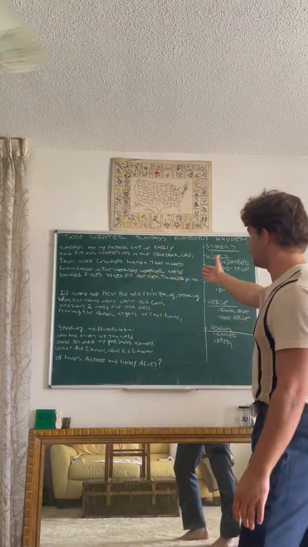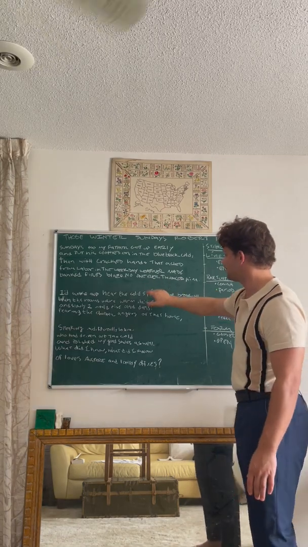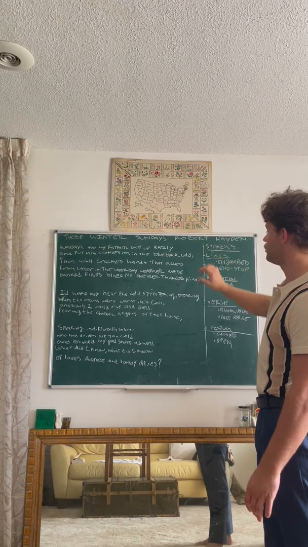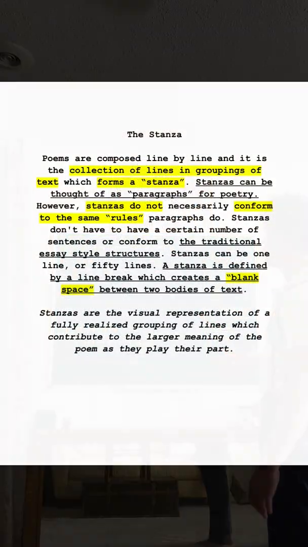So if we look here, there's 3 stanzas, and we know this because there's space here, and there's space here, and there's space down here as well, right? So 1, 2, 3. 3 stanzas total.